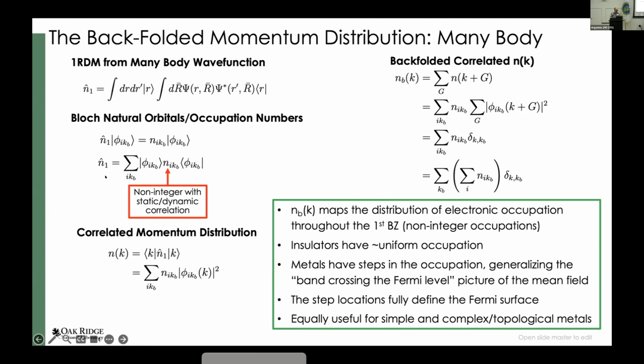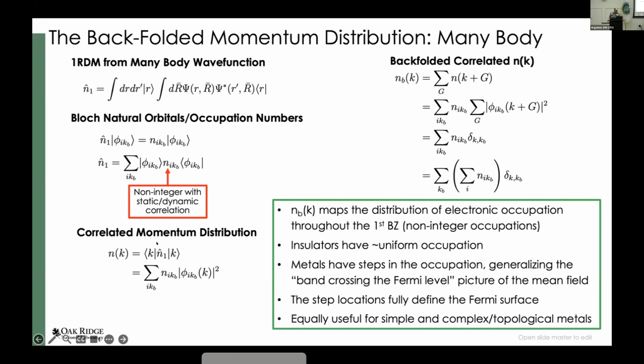And so if you want to construct the one-body reduced density matrix, it's going to be this bow tie of Bloch states and occupation numbers. In a single particle mean field theory, like density functional theory, these are simply integers. These are ones and zeros. In quantum Monte Carlo with dynamic correlation or with wave function with static correlation, these become non-integer, right? So these actually take on values strictly between 1 and 0, but they can be anything in between there.